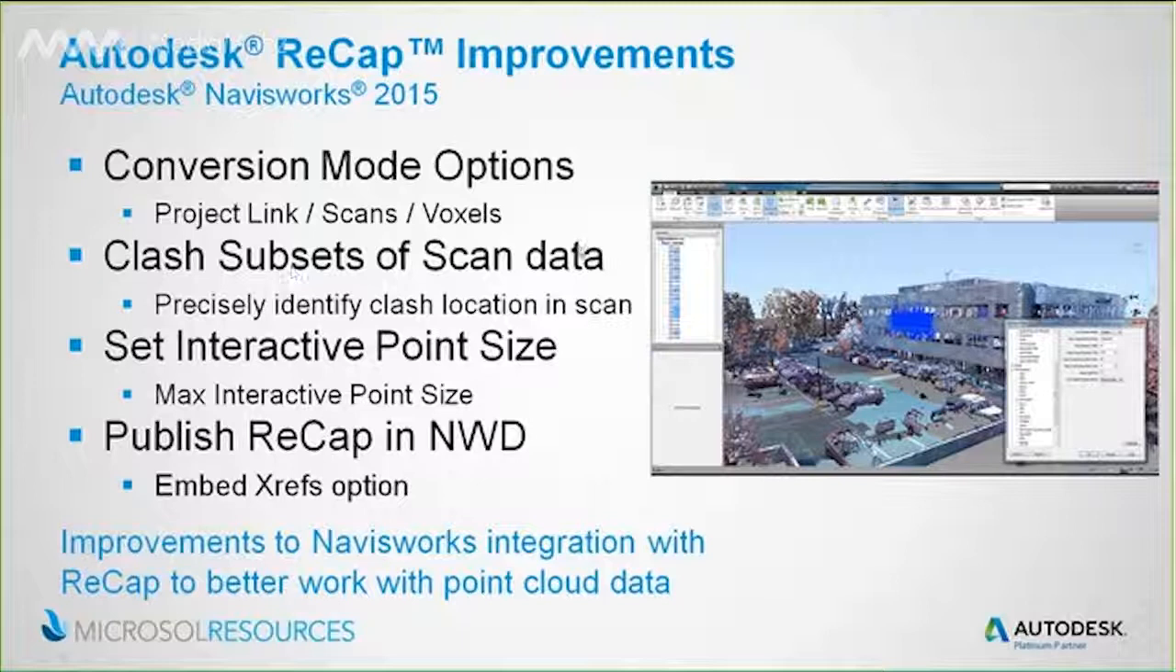The clashing subset of scan data relates back to that, whether you're clashing over the entire project, a particular scan, or a particular group of points. The ability to set an interactive point size gives the point cloud, as you see it in NavisWorks, a little bit more solid feel. It almost looks like you're looking at a plane rather than a series of points making up that plane. And then you'll have several options for how you publish Recap data into a NavisWorks document file, an NWD file. So I'll show you where you'd go to access those.